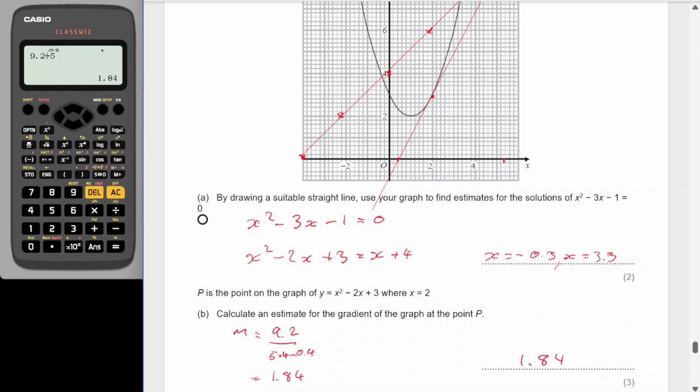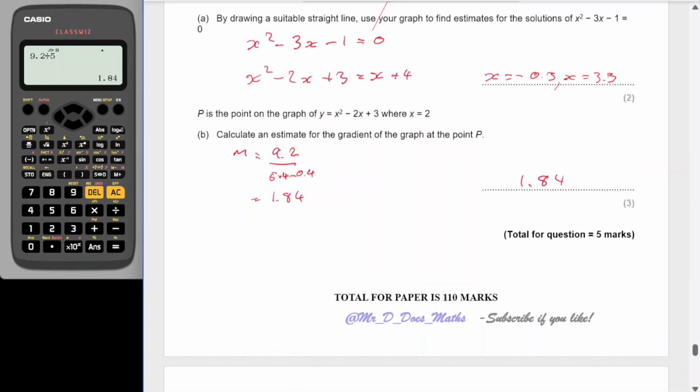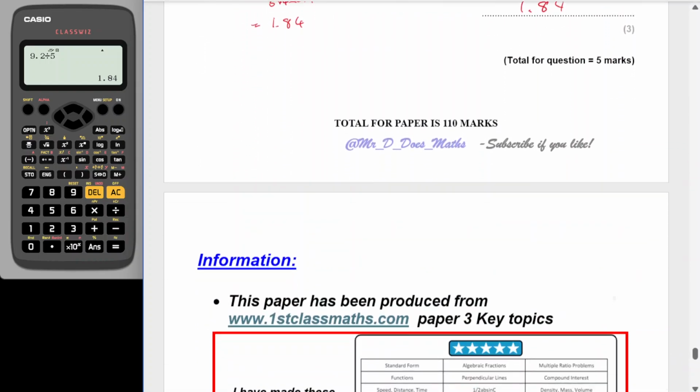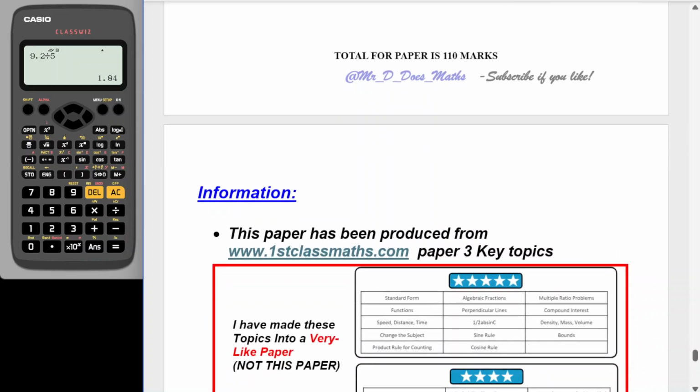And again, we'll have a range because we're drawing a tangent, normally quite a bigger range, so they're saying anything in the range of 1.6 up to 2.5, so we're in that range. And that brings us to the end of the paper.